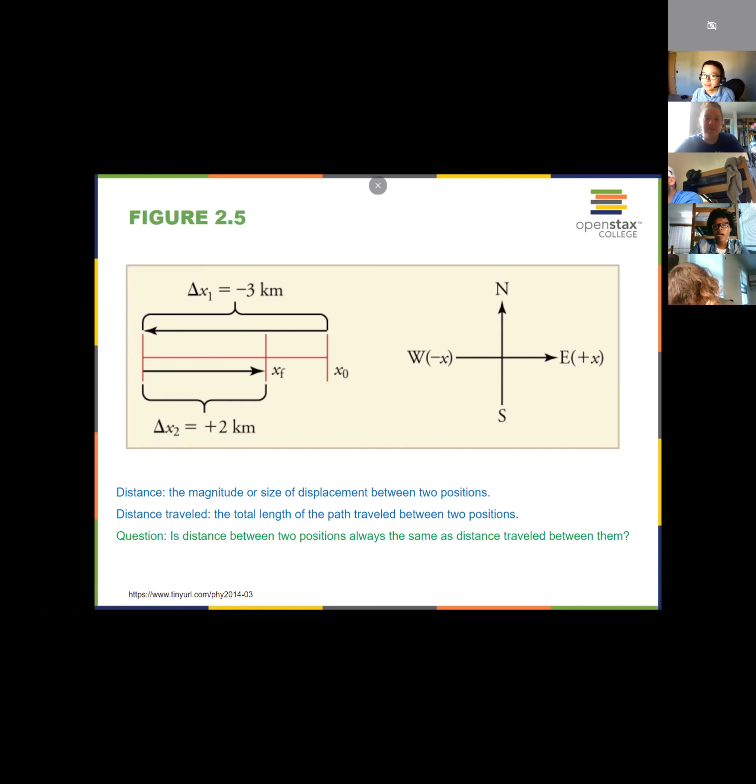I have a quick question. Yes, go ahead. For distance for this one, would we write it as 1 kilometer or would we write it as like -1 since they're traveling backwards? So for distance and distance traveled, they are always positive because you are taking the magnitude of the displacement. That means you are taking the absolute value of it. So it is always positive when we are talking about distance. When we are talking about displacement, it could be positive or negative depending on direction. Yeah, thank you. That's a very good question.